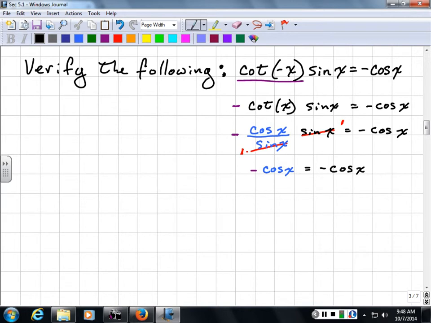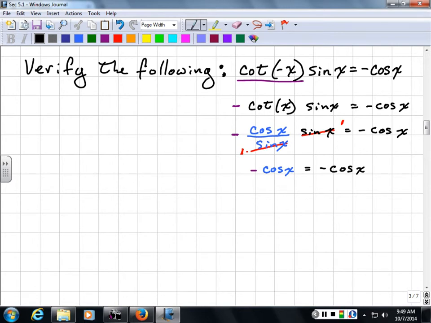Sometimes you need to complicate it. Could I have gone from negative cosine x up to cotangent negative x times sine of x? Yeah, I could have. It would have taken a little bit of thought and effort. You always want to start with the more complex side, if possible, and simplify it down. Starting from something that's simplified and making it more complex is difficult to do. Not impossible, but difficult. Okay?